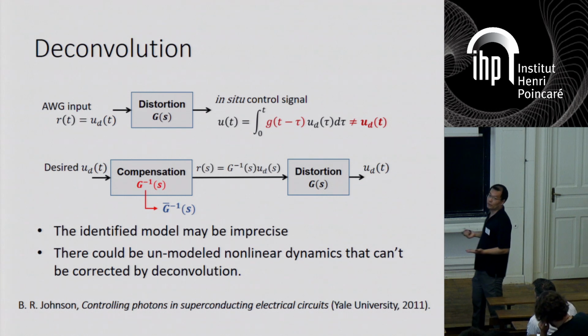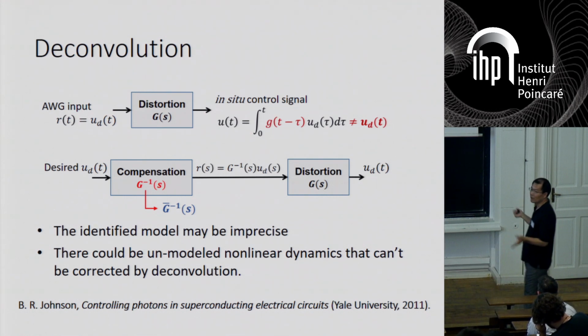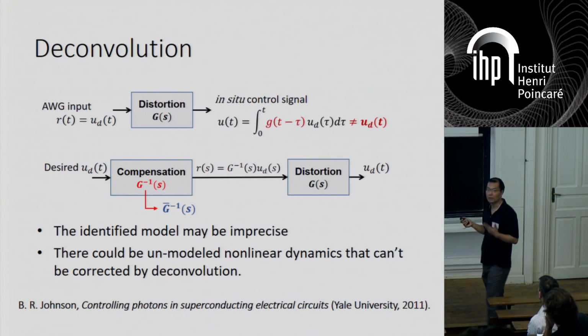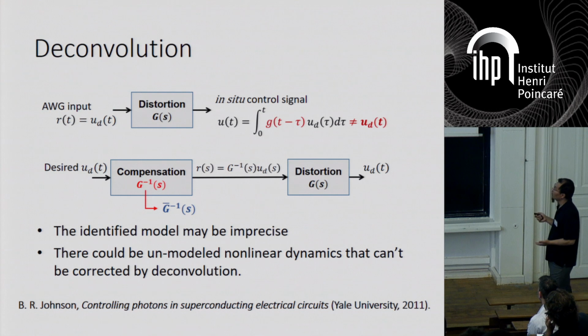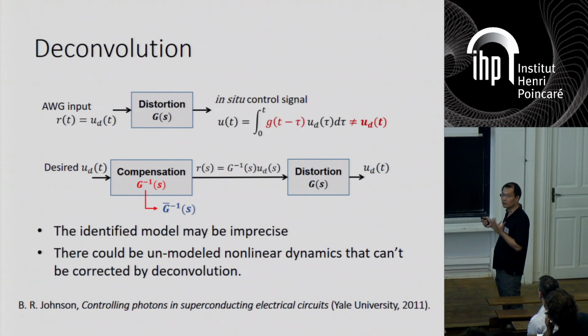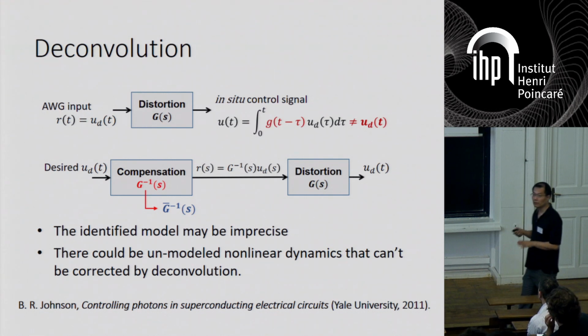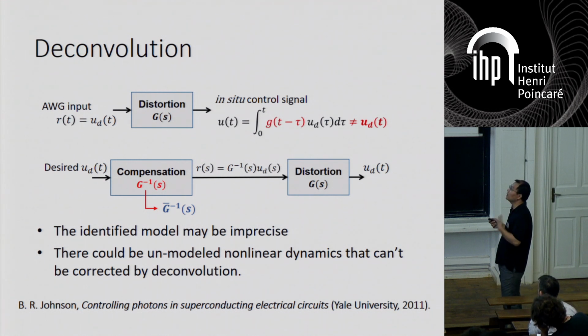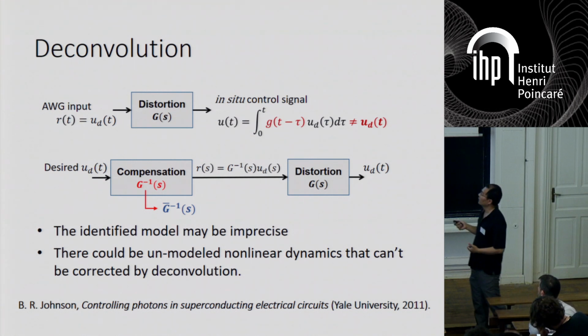So this idea is very simple. I think it is applied in many ways. But the problem is that in practice, you have to identify a model from the experimental data. The model is often not accurate. Another shortcoming of this method is that you assume the model is linear, but in practice there could be nonlinearity in the model. So there is some limitation of the deconvolution.